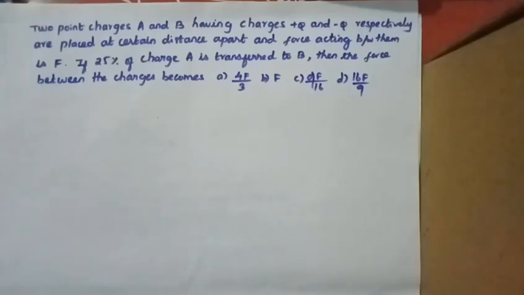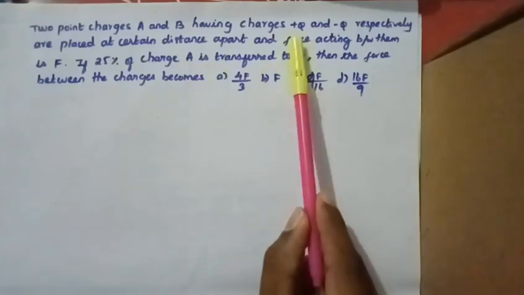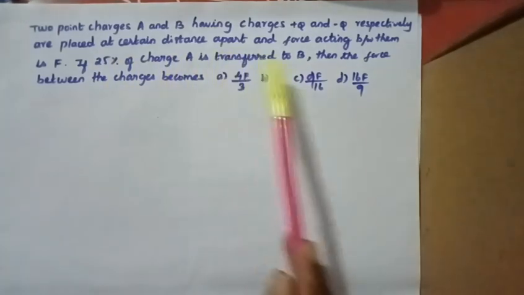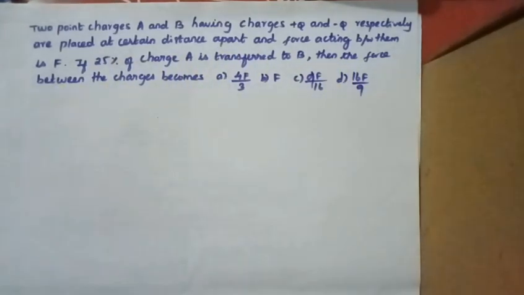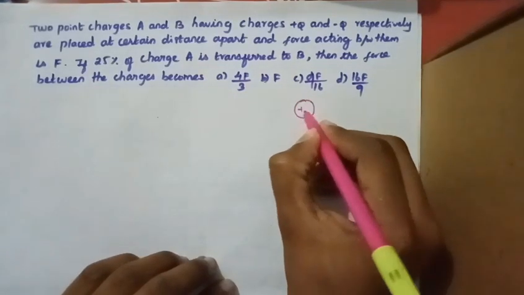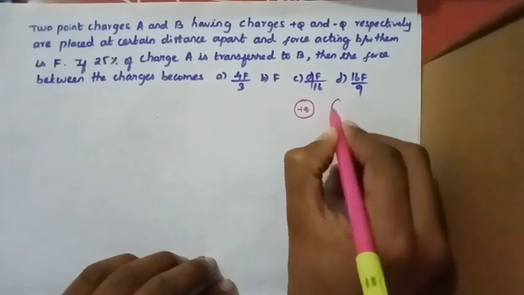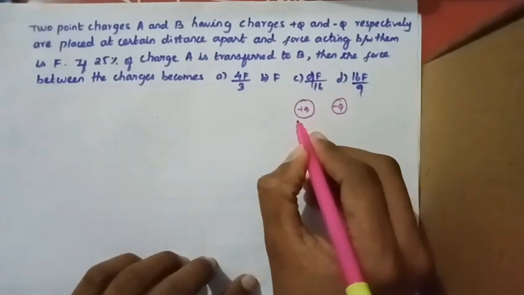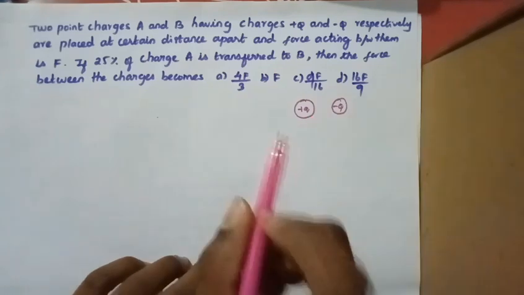Point charges A and B having charges plus Q and minus Q respectively are placed at a certain distance apart and the force acting between them is F. Actually, two charges are there. The first one contains plus Q and the second one is minus Q. So these two are placed some distance apart from each other.